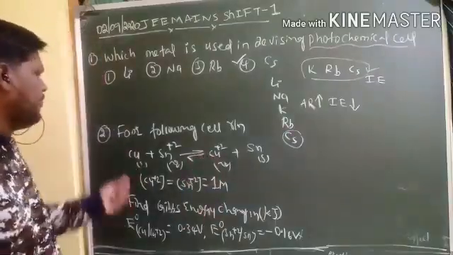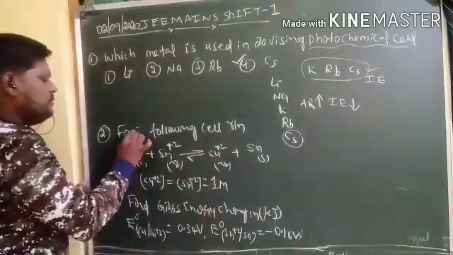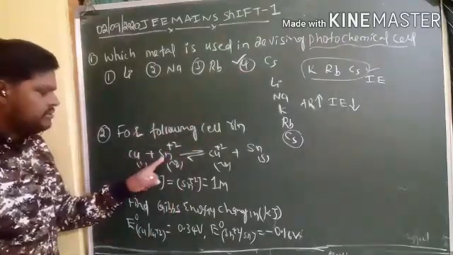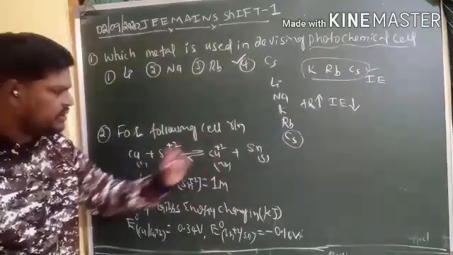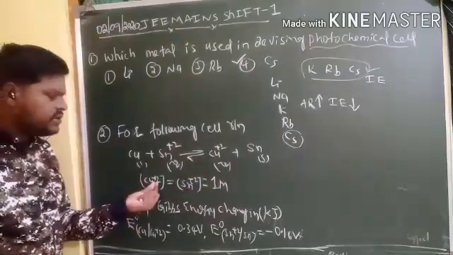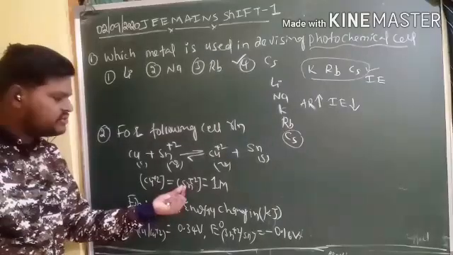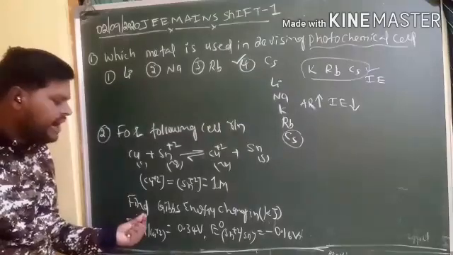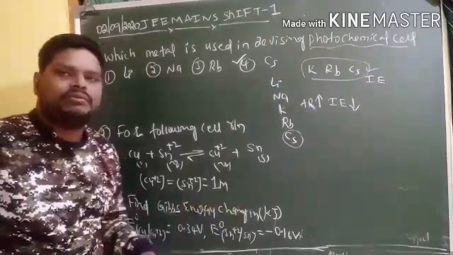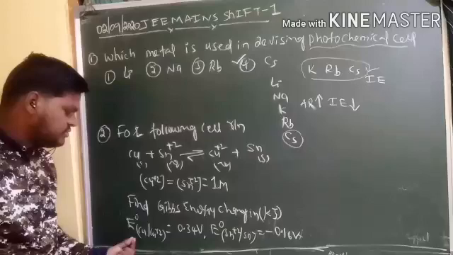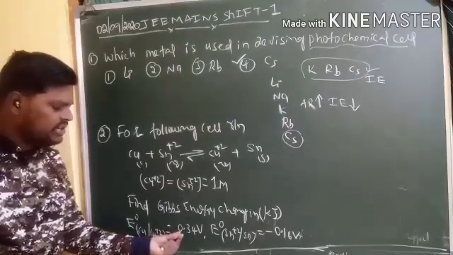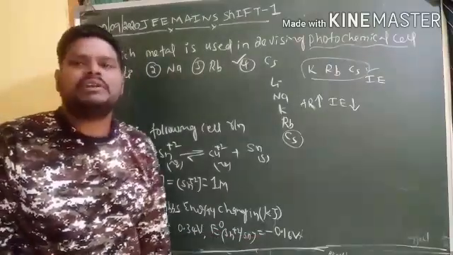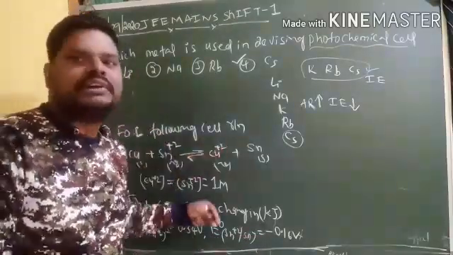Next, coming to the second question. For the following cell reaction, Cu + Sn²⁺ → Cu²⁺ + Sn. Here the Cu²⁺ concentration is equal to the Sn²⁺ concentration, both at 1 M concentration. Find the Gibbs energy change in kilojoules. Here we have data also. The copper electrode potential is 0.34 volts and the tin electrode potential is minus 0.16 volts. So this is our given data.